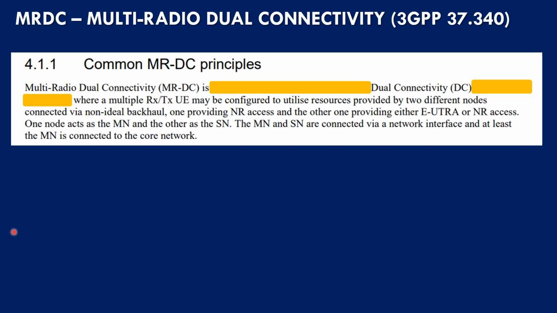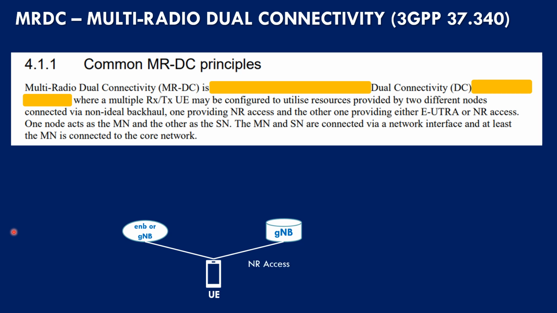As per this content, MRDC is dual connectivity where a multiple RxTX UE, multiple RxTX UE means a UE which can transmit or receive multiple frequencies simultaneously, may be configured to utilize resources provided by two different nodes which are connected via non-ideal backhaul. Okay, one providing NR access and the other one providing either EUTRA or NR access.